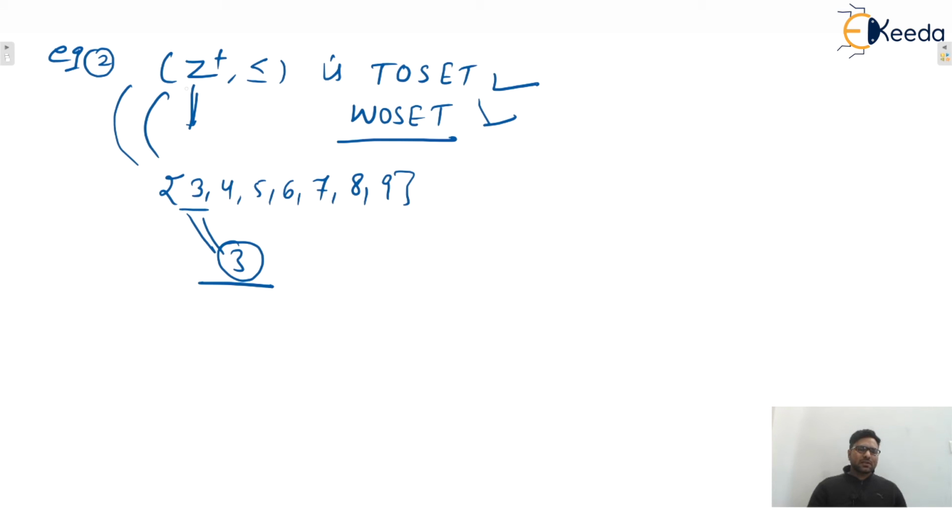For any other subset, let's say consider Z plus itself. Yes, Z plus itself is a subset of Z plus. Yes or no? In Z plus also, the least element is 1. 1 is the least element.